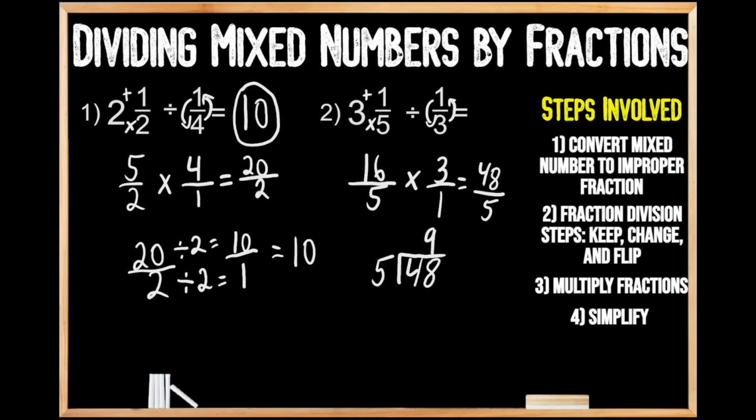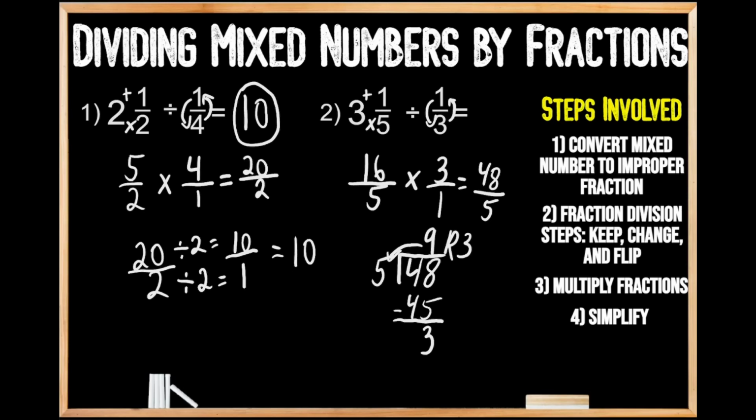So we're going to write a 9 up top, and then we're going to multiply 9 times 5, which we know gives us 45. So we'll write 45 down below, and then we're going to subtract 45 from 48, which we know leaves us with 3 left over. And since we don't have any numbers to bring down, we're done with this division problem. So when we divide 48 by 5, we get 9 with a remainder of 3. So now we're ready to write our mixed number for our answer.